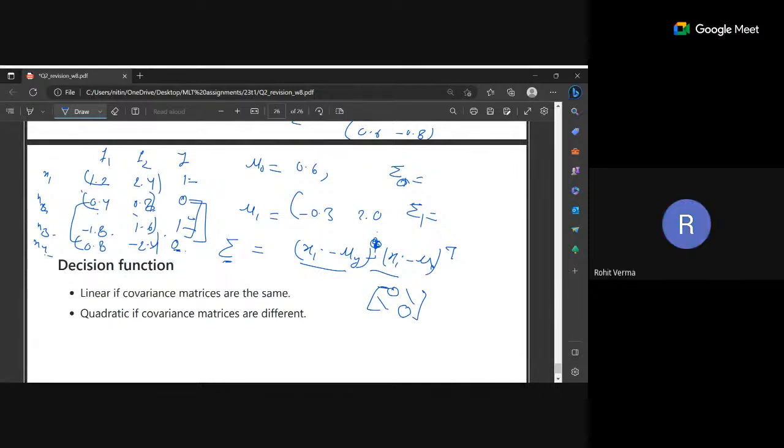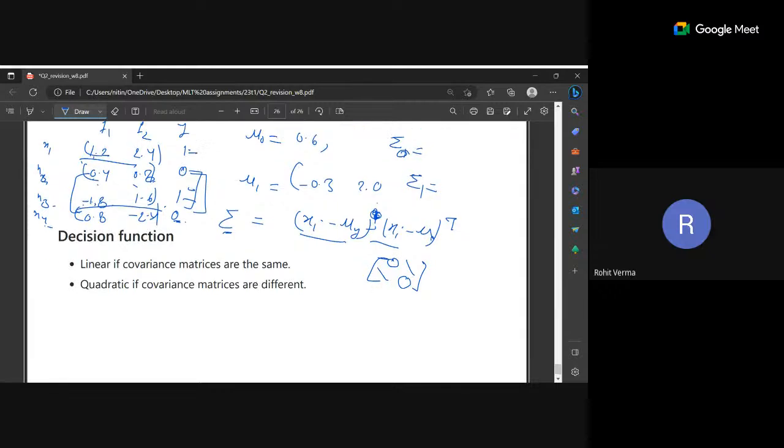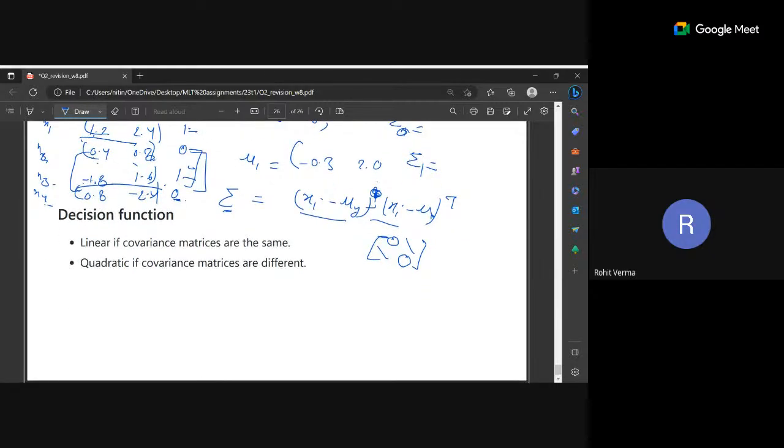Sir, mu 1, how does it come to negative 0.3? So for mu 1, you will be taking the mean of 1, minus 1.8 is there, no? That's right. Okay, minus 1.8. Then 0.6 by 2, so that's why minus 0.3. Minus 0.6 by 2.